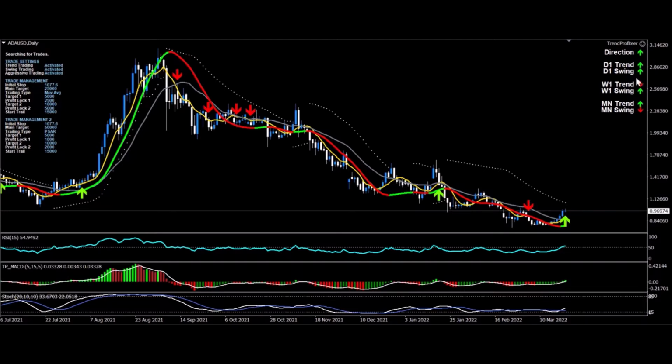And the higher time frames are saying that it's an overall buy or long position. We've got both trend and swing on the daily up, and weekly and monthly it's 2-2. So overall 4 out of 6.